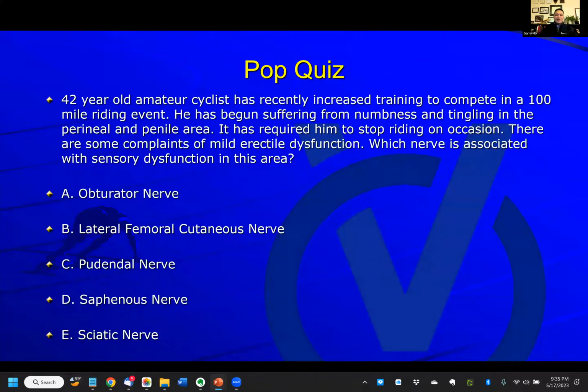All right, we have a 42-year-old amateur cyclist who decided to increase his training to compete in a 100-miler. He began suffering numbness and tingling in the perineal and penile area. He's got some erectile dysfunction as well. Which nerve is associated with this sensory dysfunction that he's presenting with? So hopefully this one should be fairly obvious. And 100% of you got that right as well. Okay, and of course, that is our favorite pudendal nerve.